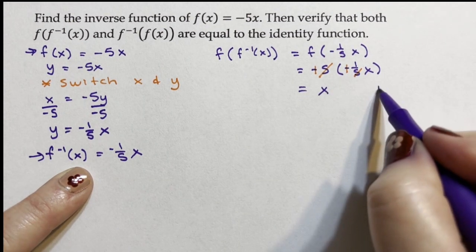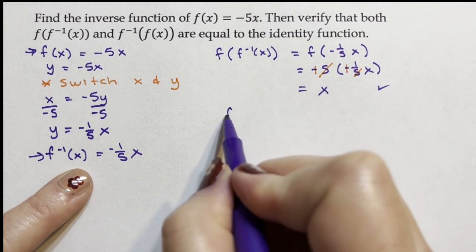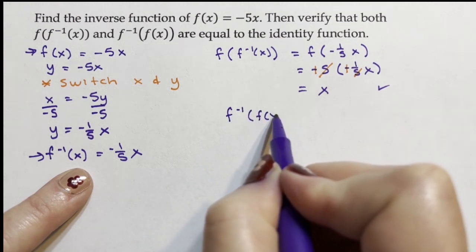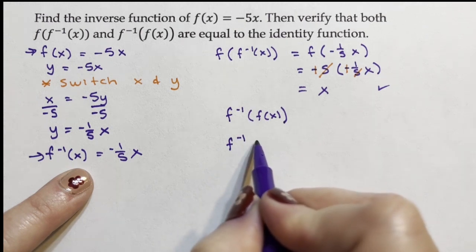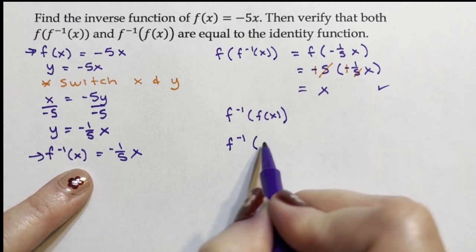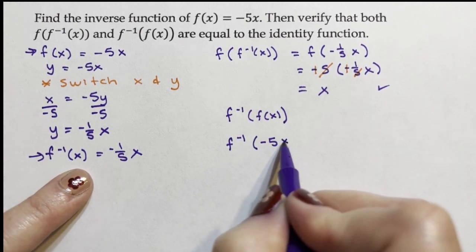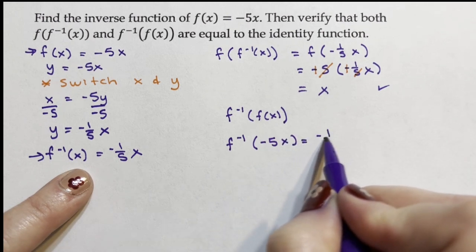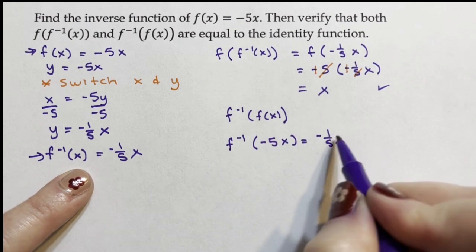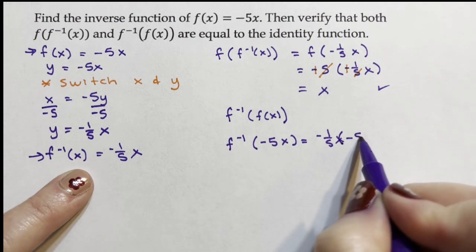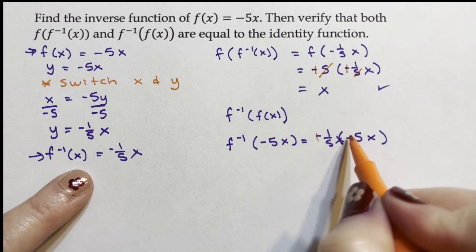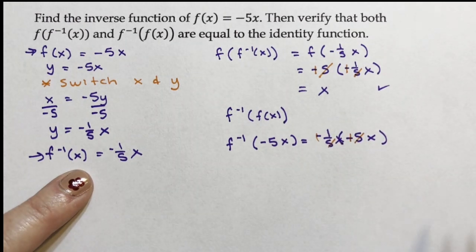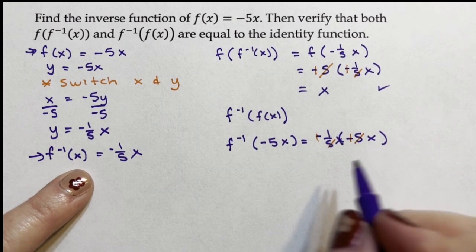So that checked out. So now we take the inverse of the function, which is taking negative 1/5 x at negative 5x. Negative 1/5 times negative 5x. The negatives cancel, the 5s cancel, and we are left with x.